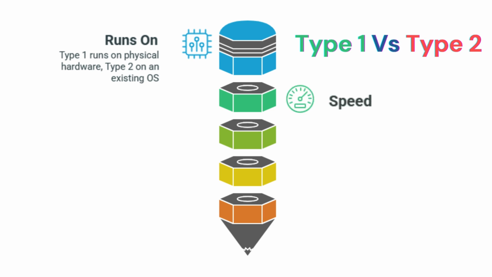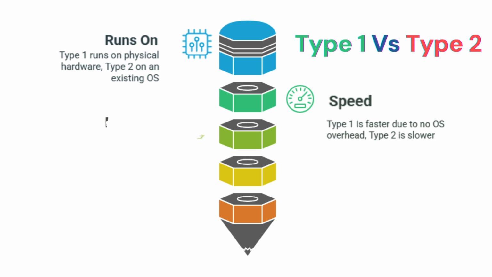Speed. Type 1. Since there's no middle layer like an operating system, Type 1 is the fastest and most efficient. It uses all the system's resources directly. Type 2. Because it has to run through an operating system, it's a bit slower and has more overhead, especially if you're running heavy workloads.